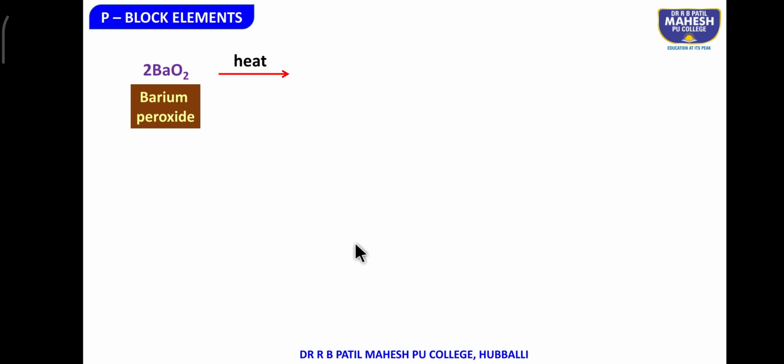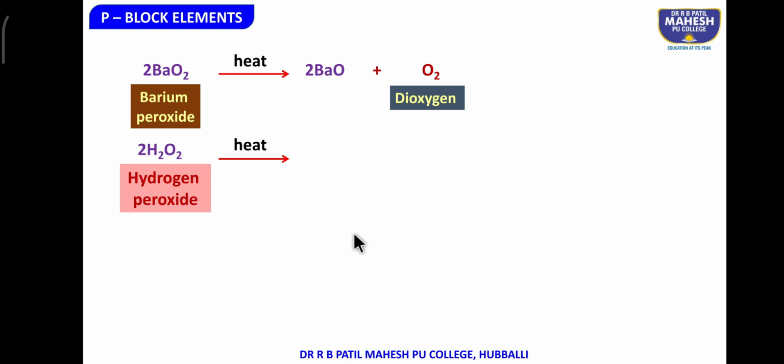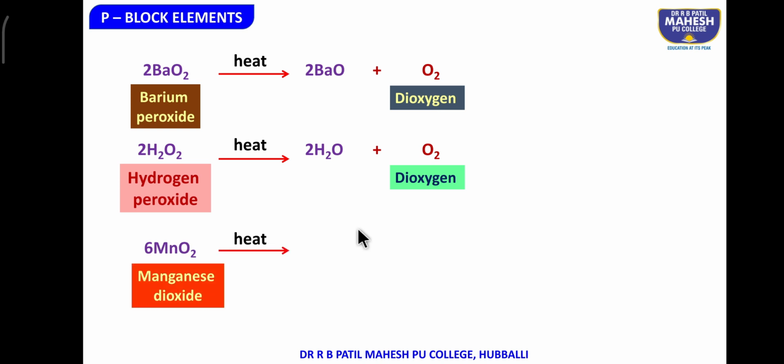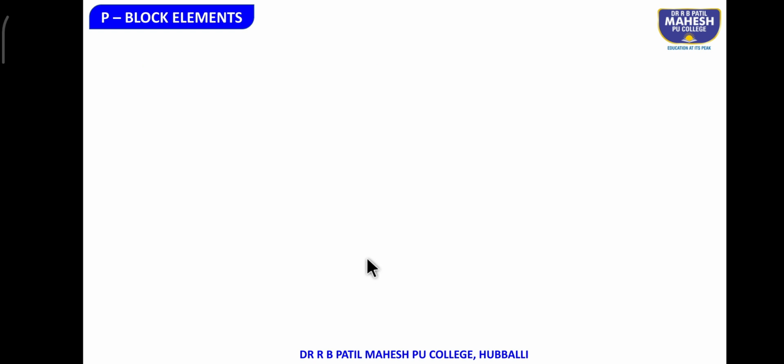Barium peroxide, when it is heated, also decomposes to form oxygen as a product. Similarly, sodium peroxide, or even we can take hydrogen peroxide and heat it. So once again you are going to get dioxygen as the product. MnO2, manganese dioxide, on heating gives oxygen as a product.